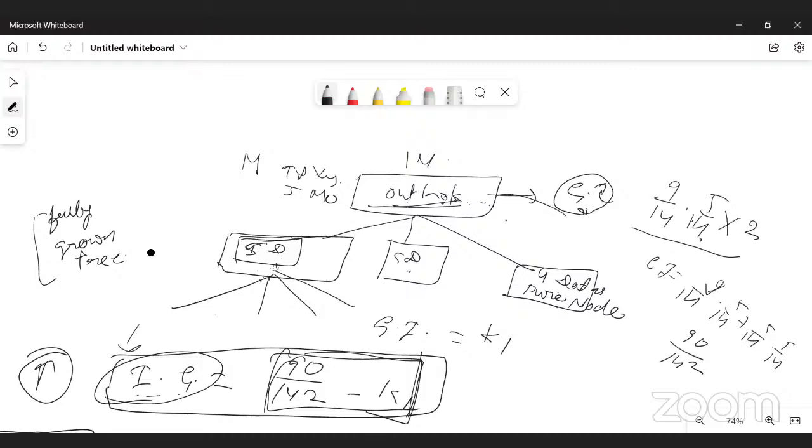After splitting, we have calculated K1, right? So what is the information gain? It is the difference between the Gini index before splitting and after splitting. So it is reduction in Gini index. So this will be your 90 by 14 square minus this one, K1.